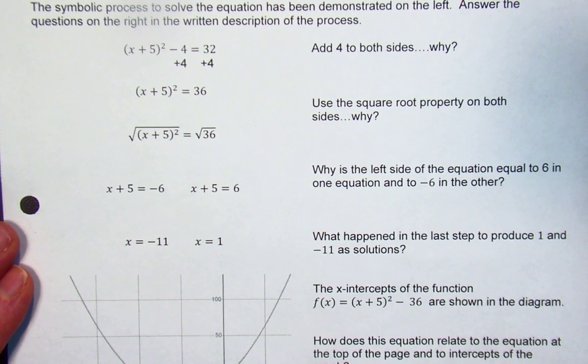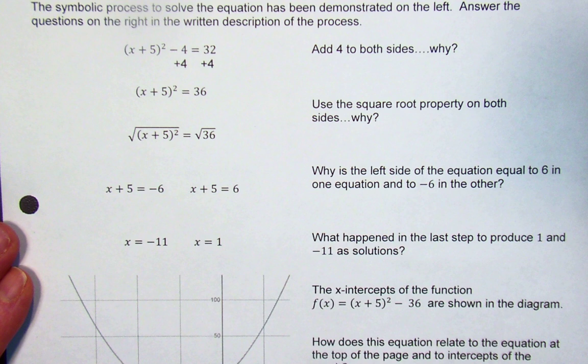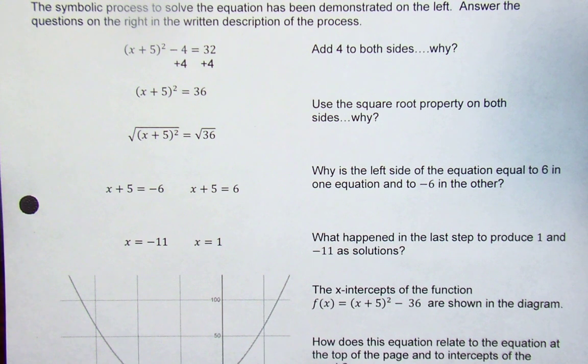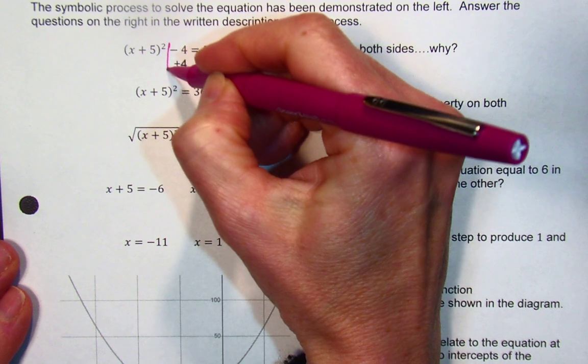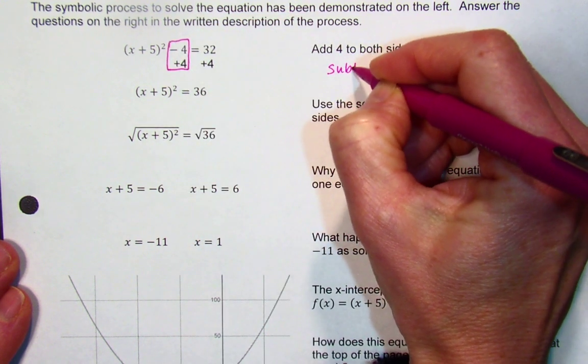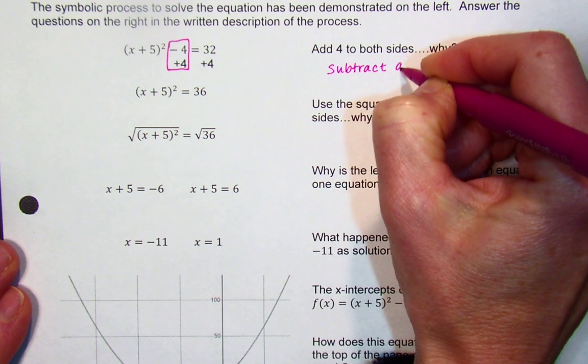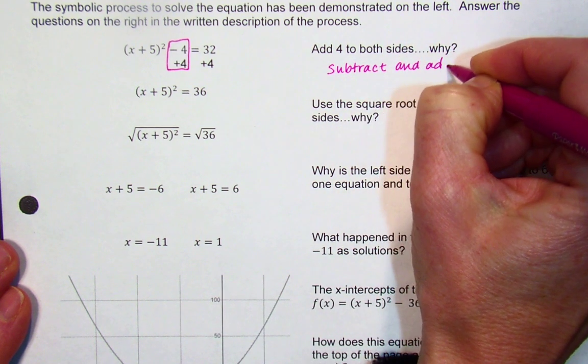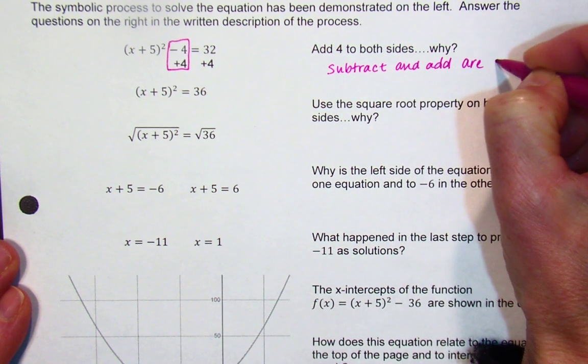Here's the symbolic process, how to do this first example. We're going to go through this and answer the prompts as we go. The first thing it says to do is add 4 to both sides, and I'm doing that why? Because subtract and add are inverses.